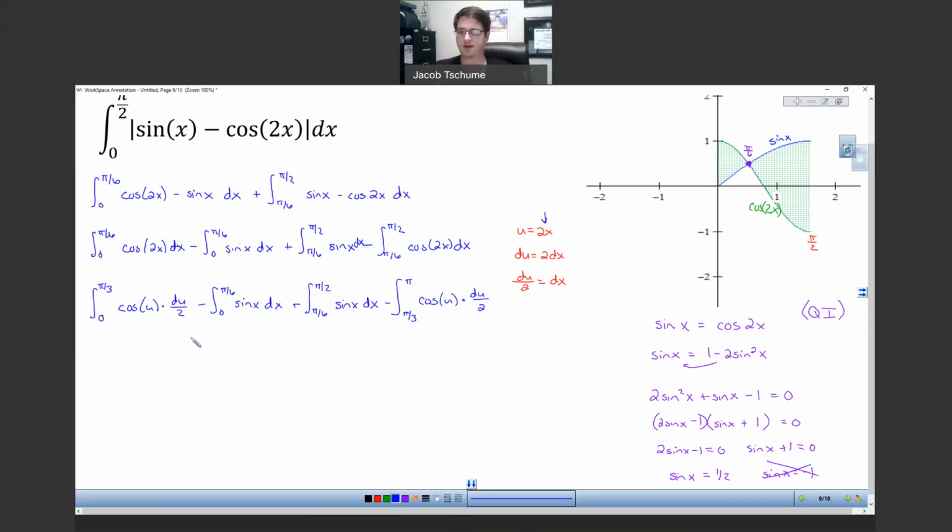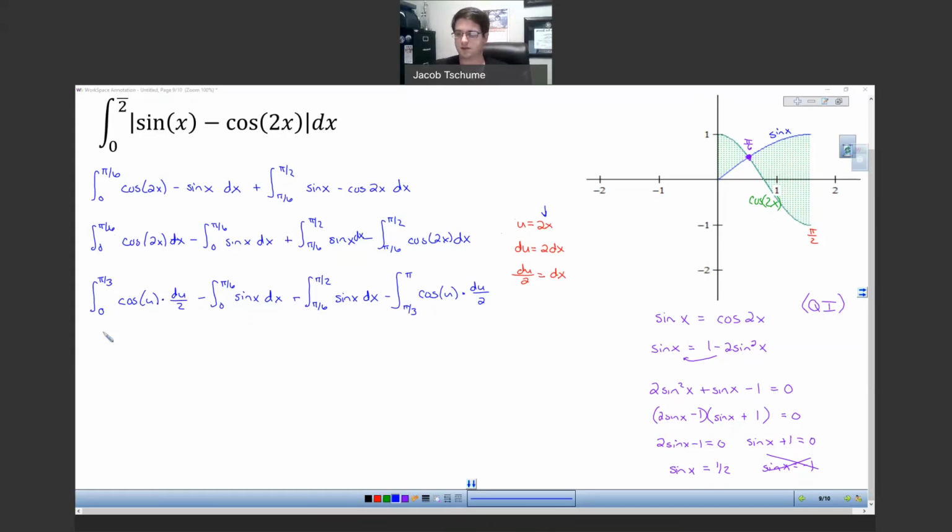All right, so these can all be integrated now. So let's scroll down a little bit. There we go. So we are going to end up having, factoring the 1/2 out front, the antiderivative of cosine is the sine of u, which we're going to evaluate from 0 to pi over 3. Minus the antiderivative of sine is negative cosine of x, evaluated from 0 to pi over 6, plus the antiderivative of sine is negative cosine, evaluated from pi over 6 to pi over 2, and then minus the antiderivative of cosine u is sine u.